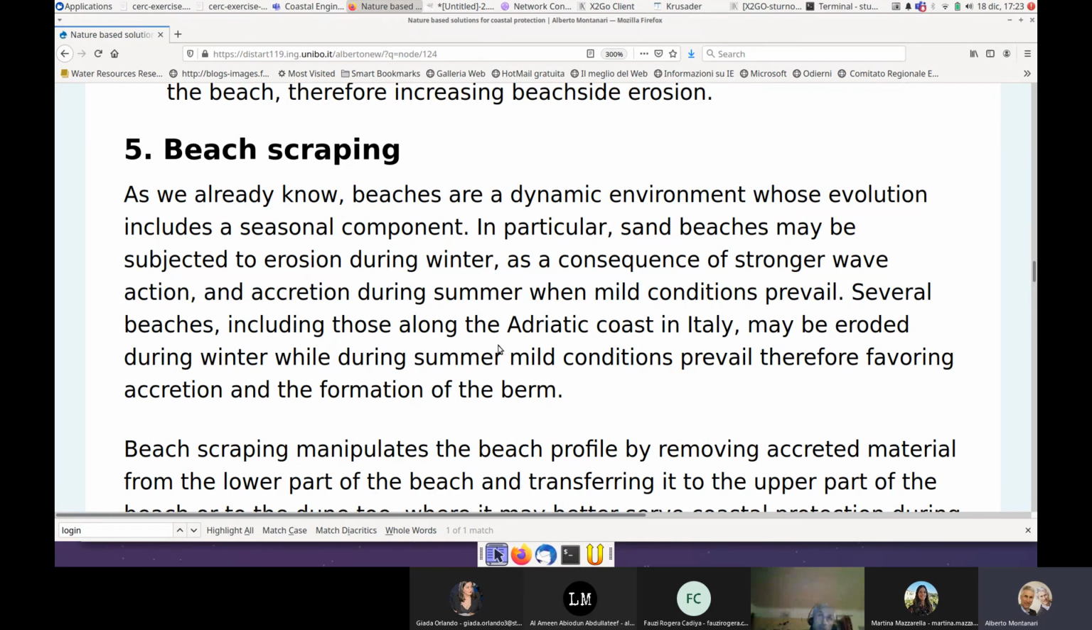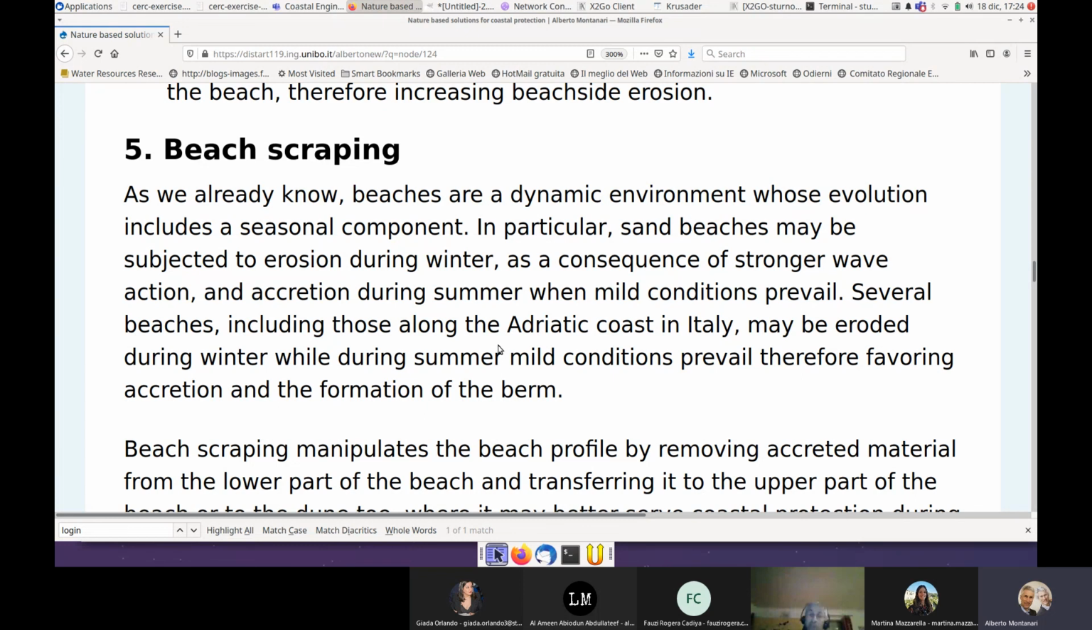shore to the dune. So if you go during winter on the beaches along the Adriatic Sea, you will precisely see kind of artificial dunes which are formed by taking the sand back. And this is indeed interesting.